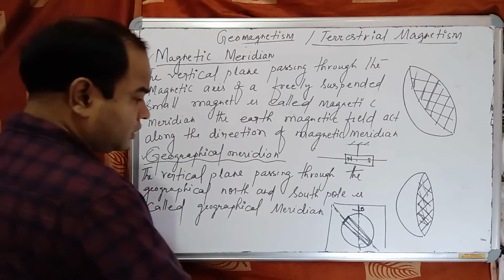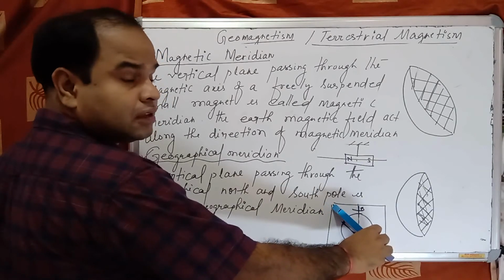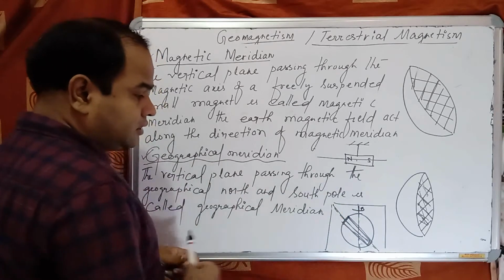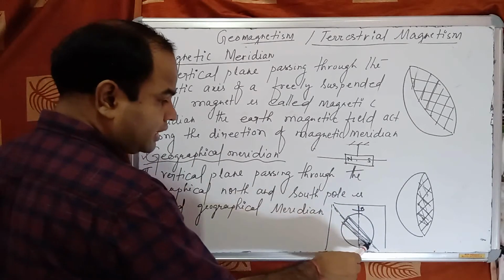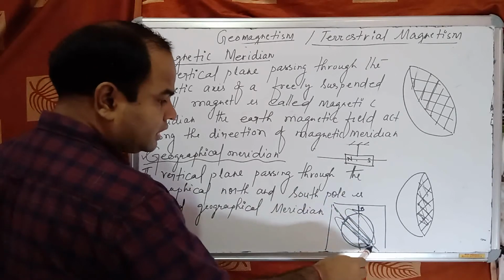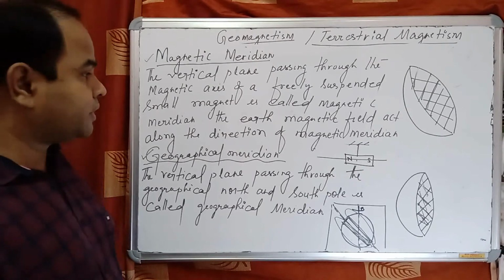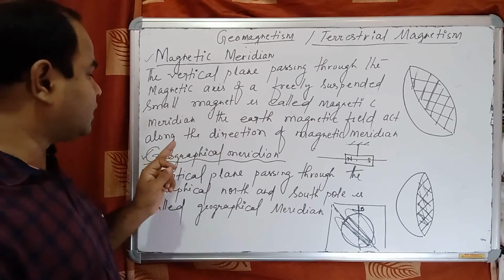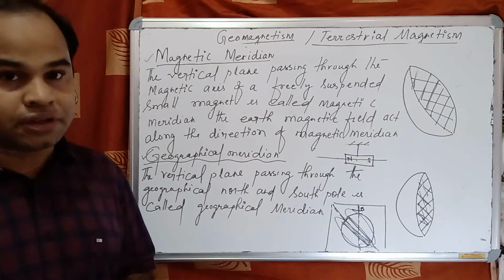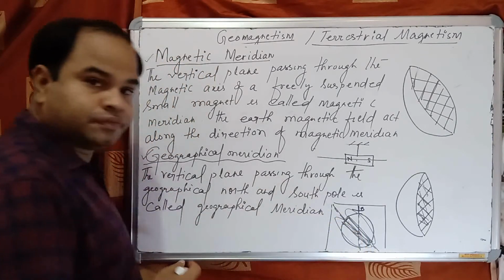So this is the magnetic meridian, and this is the Earth magnet, so the Earth's magnetic field is like this. That is from south through north, inside. So the Earth's magnetic field acts along the direction of this magnetic meridian, that is south through north, inside.